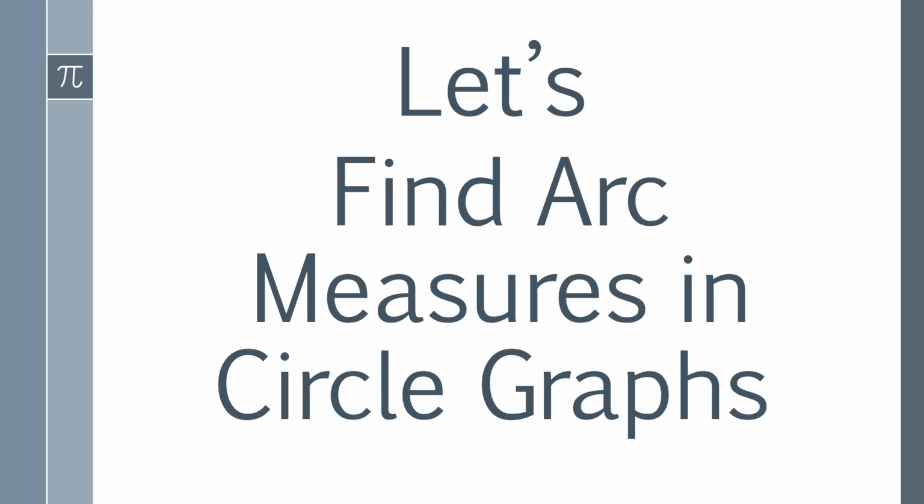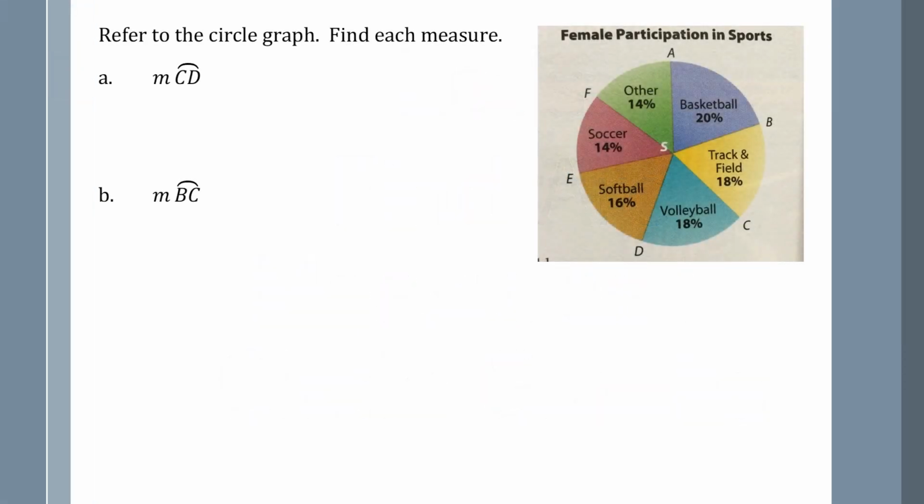Okay, let's find arc measures in circle graphs. Refer to the circle graph, find each measure. So the measure of CD, well, C goes to D. That's from here to here, and that's the volleyball section, and that measures 18%. So what we would do is multiply 18% times 360, because we're looking for the number of degrees. So I would multiply 360 times 0.18, and I get 64.8 degrees. So the measure of arc CD is 64.8.